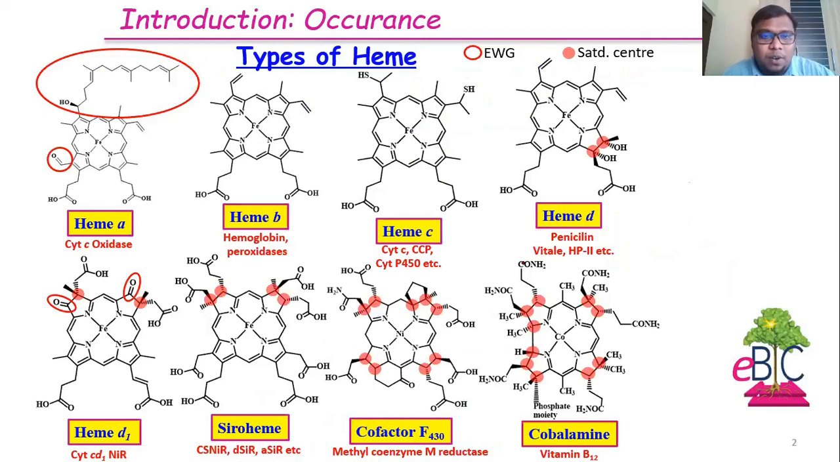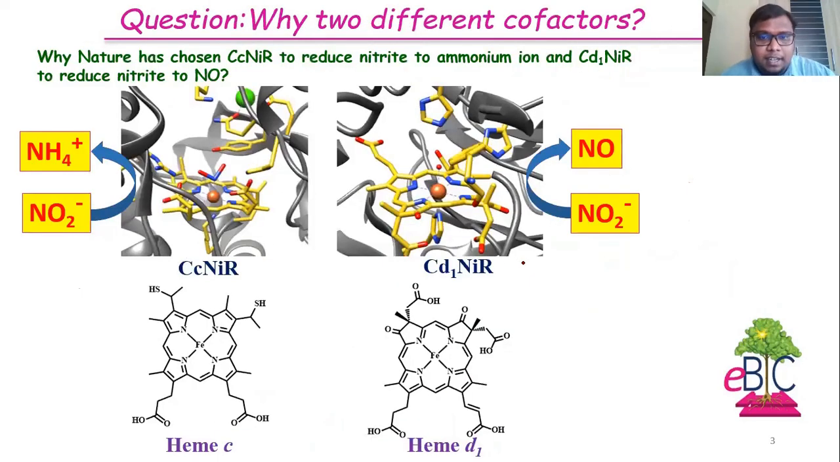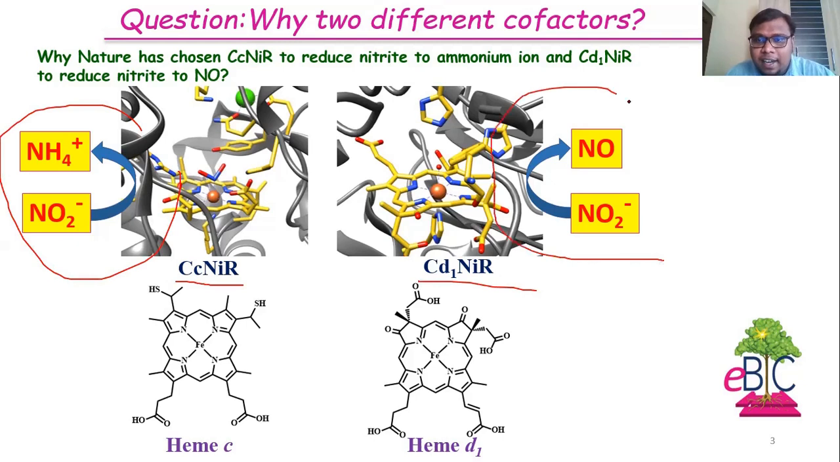Throughout my PhD tenure, I have been trying to understand why nature had to synthesize a variety of heme enzymes having different heme architectures. For this presentation, I'll be trying to understand why cytochrome C containing nitrite reductases reduce nitrite to ammonia, while cytochrome cd1 nitrite reductases reduce nitrite to NO.